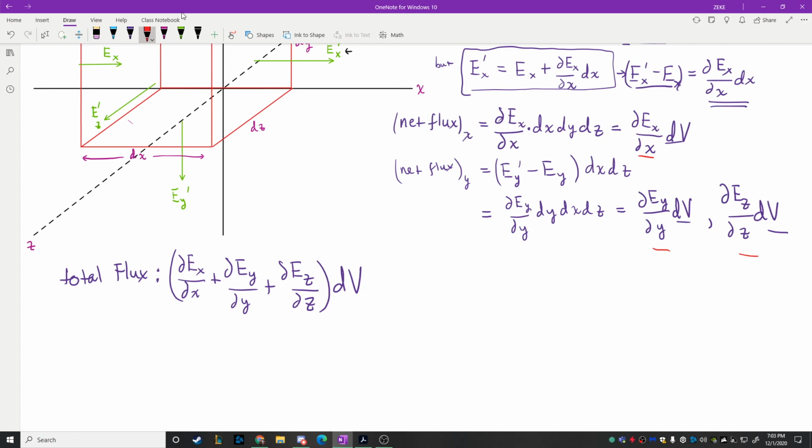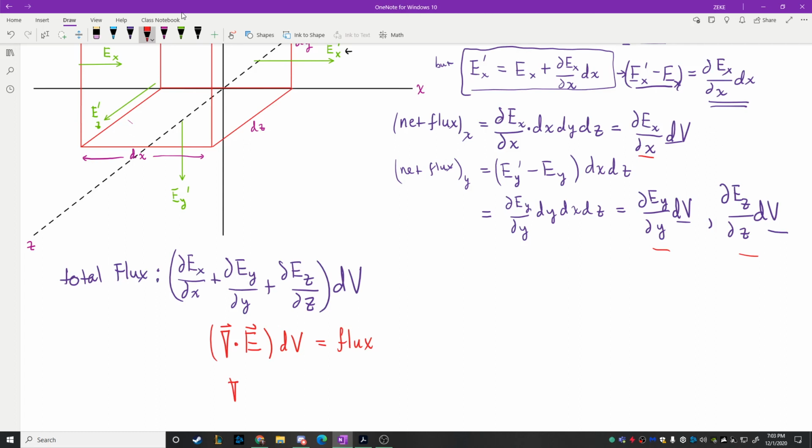Flux is a scalar, so there's nothing wrong with just adding these all together. There's no more vector symbols in here anymore. But this whole thing right here is divergence. The divergence of the electric field times dv is equal to the flux. So this is why I say divergence is like flux over volume, basically, right?